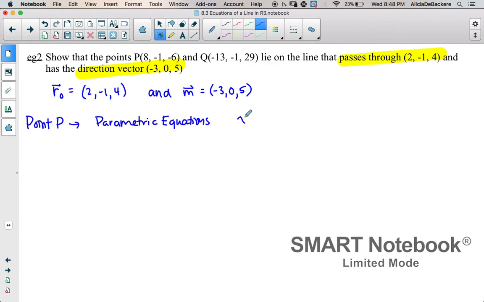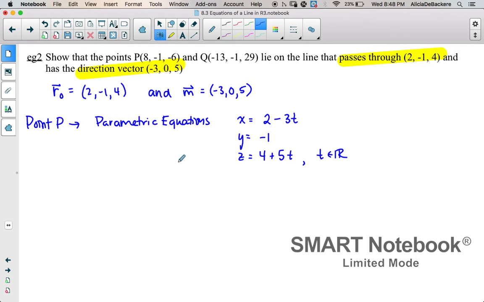So my parametric equations, remember that's what I'm going to figure out, what x, y, and z are equal to. I'm going through finding the x-coordinate of the point, and then I'm going to multiply a parameter by the x-coordinate of the direction vector. So 2 minus 3t, and I'm going to use t for this one. And then for the y equation, I'm going to come up with -1 plus 0 times t, so just -1, and then 4 plus 5 times t for the z. And again, t belongs to the set of real numbers.